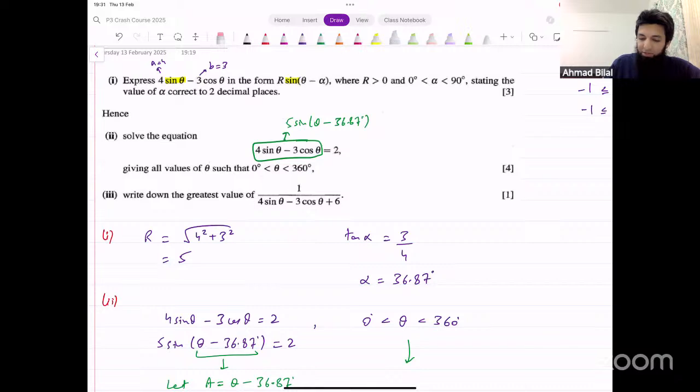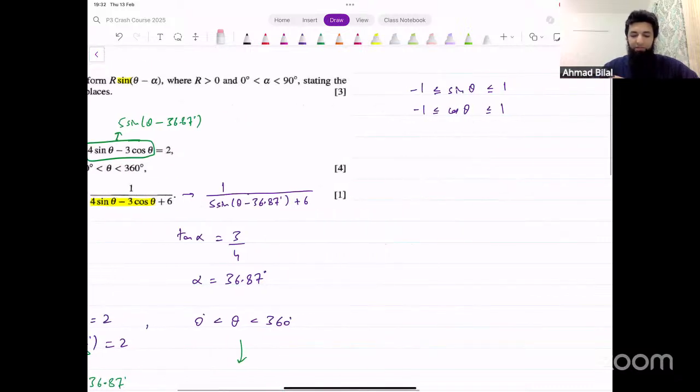Now, how is the first part relevant for this? We've got the same expression, 4 sine theta minus 3 cos theta in the denominator. We have written that in a different form earlier, and we can write this fraction as 1 over 5 sine of theta minus 36.87 plus 6. Okay, so that fraction is the same as this fraction. So we have already converted this part to one function earlier. Okay, so now we have this fraction. How do you find the greatest possible value of this fraction now? That's the question.